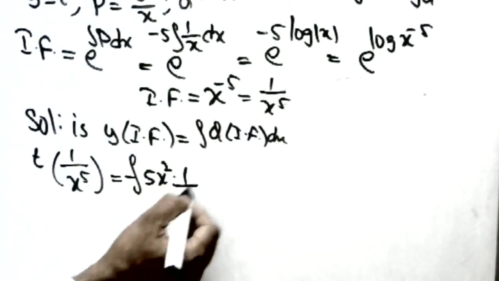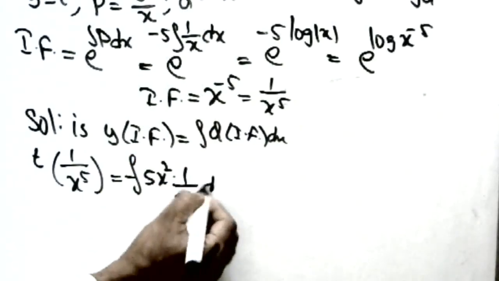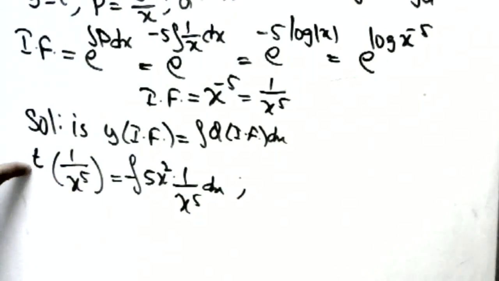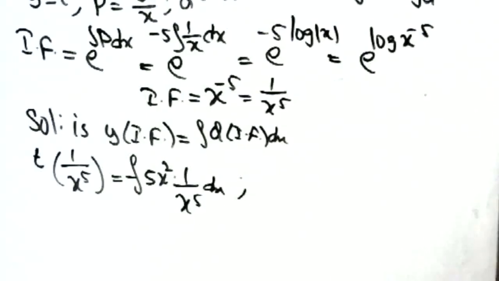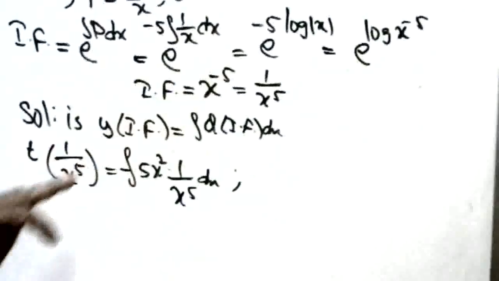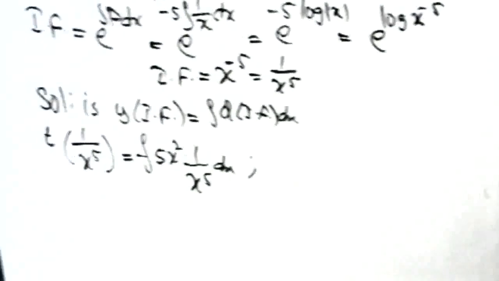The value of the integrating factor is 1 by x power 5 dx. Now let me continue this one. Now take out t from here. What is the value of t in the first step? We have taken here t equals 1 by y power 5.